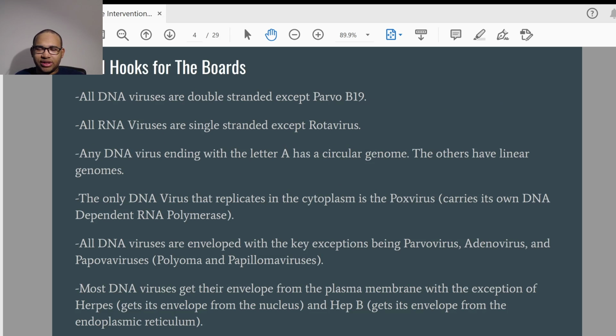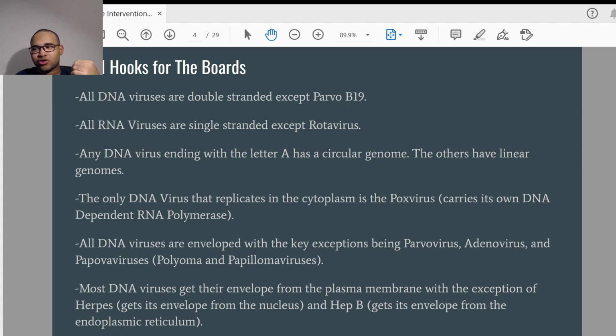So what are some other key things to keep in mind? Again, I've mentioned this already, but repetition always helps, right? So all DNA viruses, they are double-stranded except Parvo B19. Again, remember Parvo B19 is the slapped cheek rash deal, and I will say some more things about it later. It causes the slapped cheek rash.